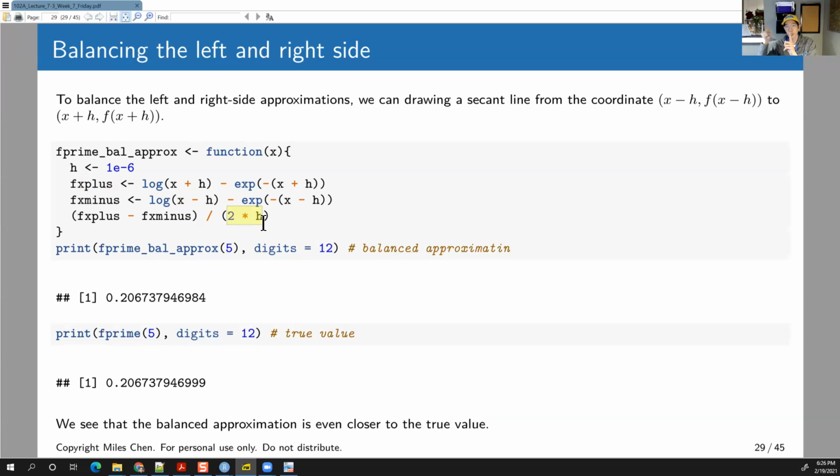We want h this way, and we want h this way. And so we're going to take the difference between these two points. The horizontal distance is 2h, and the vertical distance will be f of x plus h minus f of x minus h. So we're going to take that. Okay. And so when we do that, this is going to be my balanced approximation between the left and the right-hand side adjustments. And we are now accurate to 10 places after the decimal.